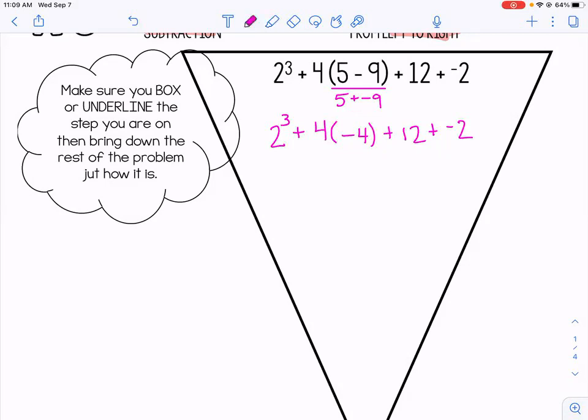So since we have parentheses done, we move to E, exponents. Trent, do you see any exponents? Yes, I see 2 cubed right here. Trent, what does 2 cubed mean? 2 times 2 times 2. Okay, 2 times 2 times 2 equals 8. So this becomes 8.